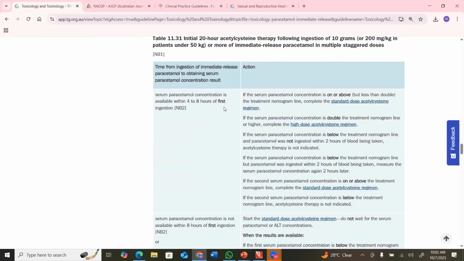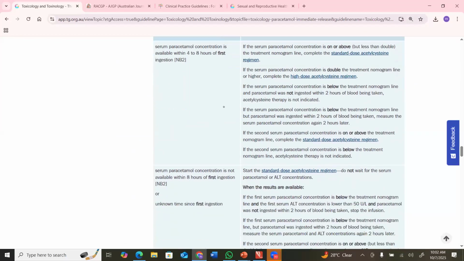So you can see here, serum paracetamol concentration is available 4 to 8 hours after the first injection. Then what you have to do, if it's double, you have to start the treatment. I can't just mark it here. Let me open this pen. Okay. Here, if serum paracetamol concentration is not available within 8 hours of first injection or the time since first injection is unknown, as in our case, we have to start the standard dose.